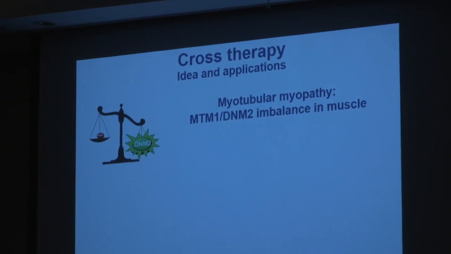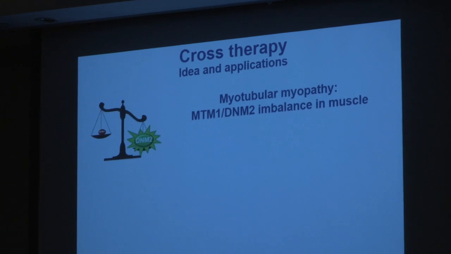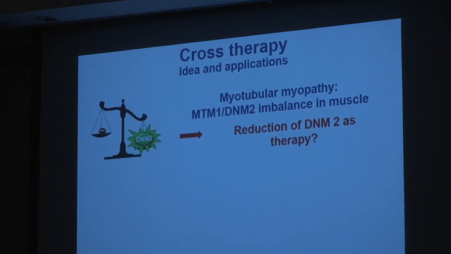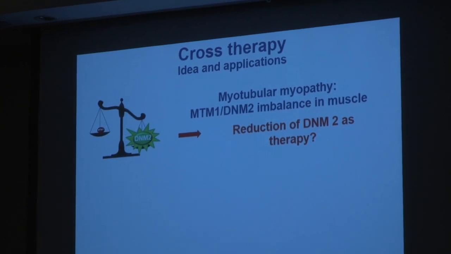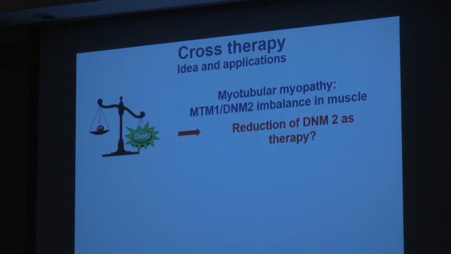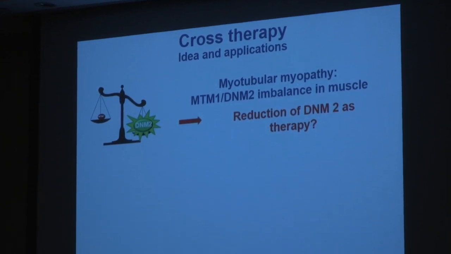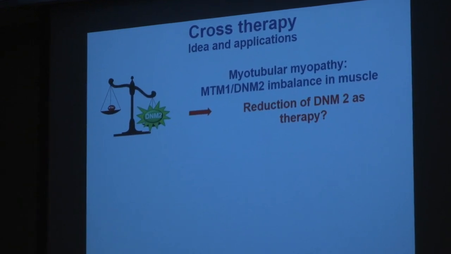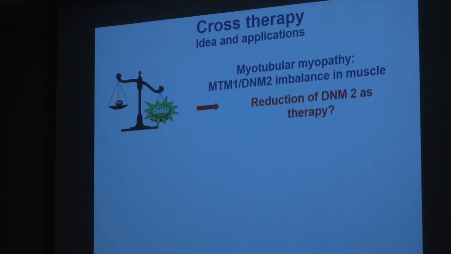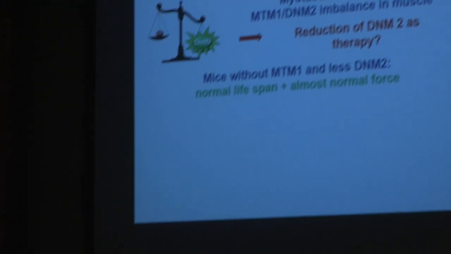So the idea of the therapy was now, would it be possible to reduce dynamin 2 to treat centronuclear myopathy? Because if you have such an imbalance, you have basically two possibilities. You can either replace MTM1. This is the gene therapy that a dentist is providing. So they replace MTM1, or you can also tackle it in another way and say, can we somehow reduce dynamin 2 to rebalance MTM1 and dynamin 2? And so this was the idea of a therapy.